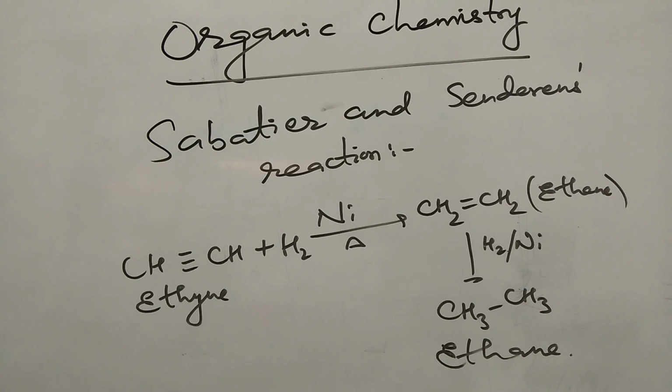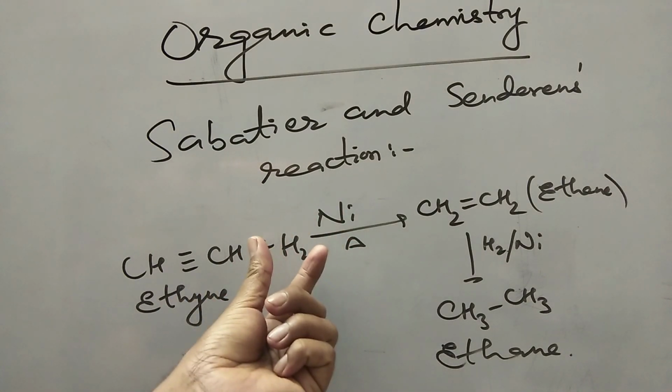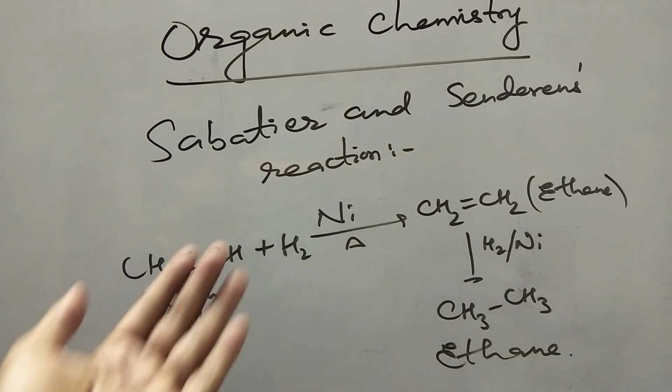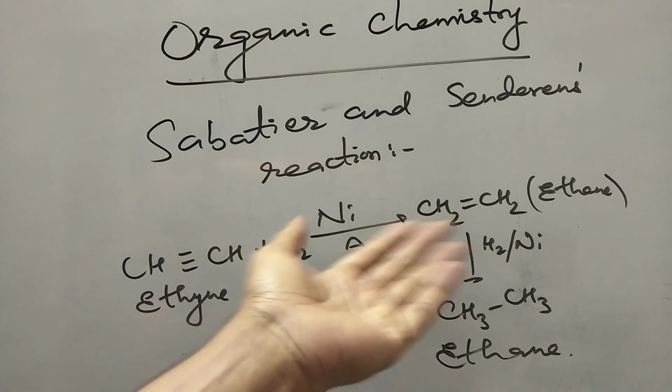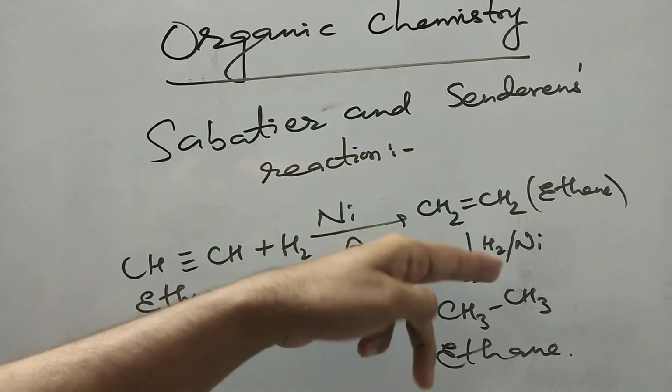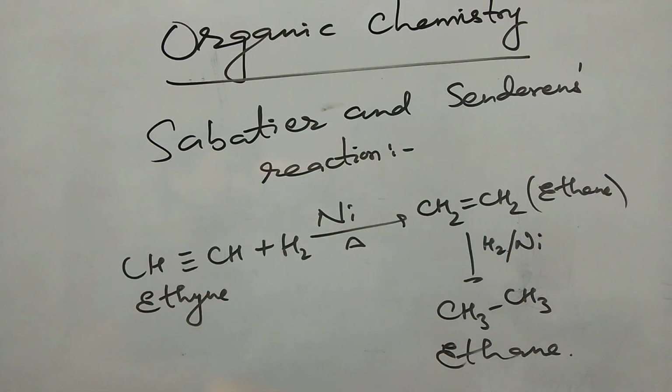Now, the Sabatier and Senderens reaction. When ethene is treated with hydrogen in presence of nickel catalyst, and this requires 200 to 300 degrees Celsius temperature, it forms ethane. This reaction is called the Sabatier and Senderens reaction. It is an example of catalytic hydrogenation.